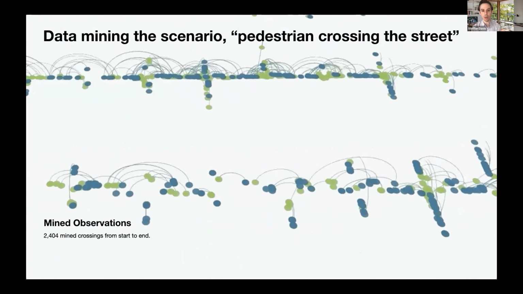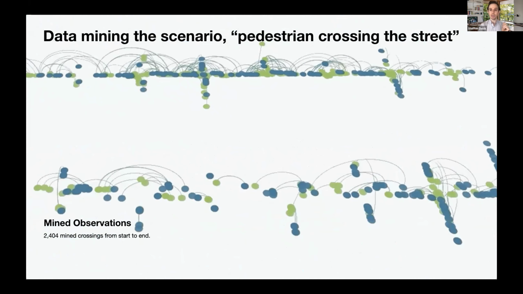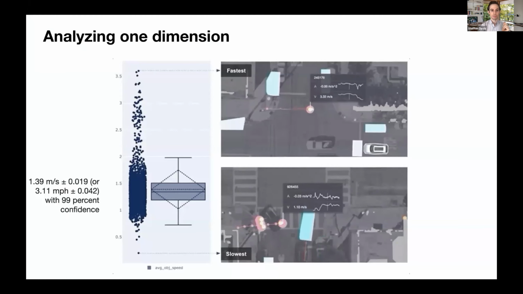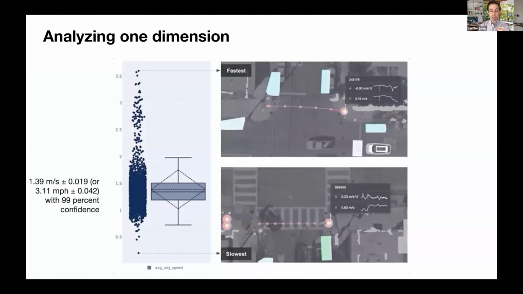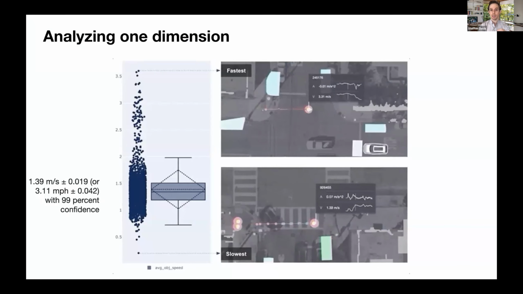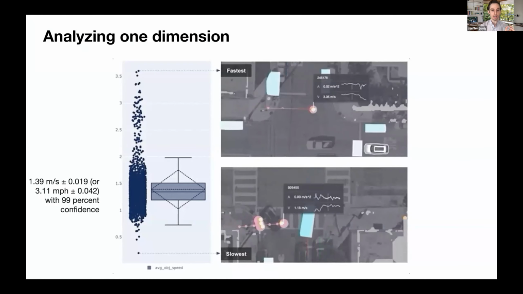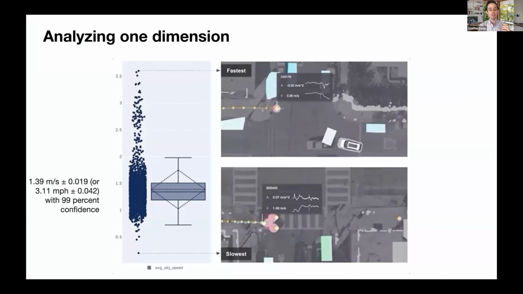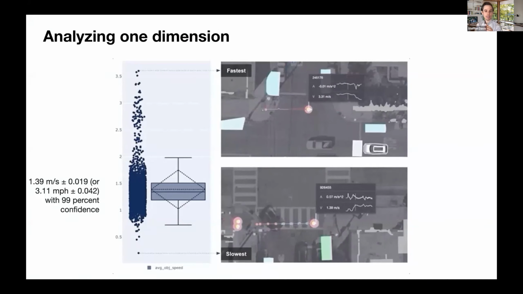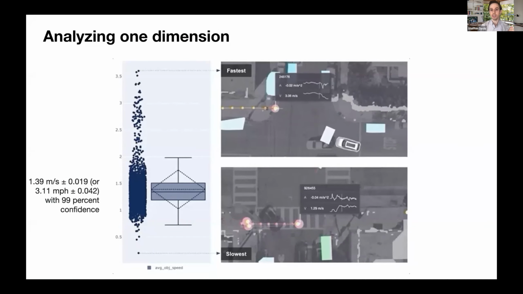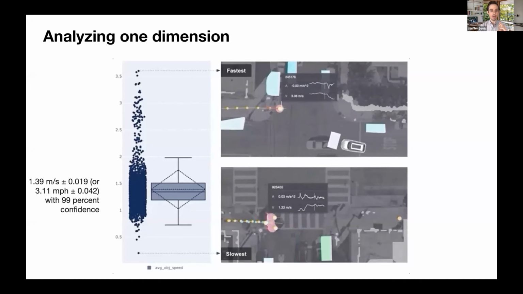Okay, let's explore these 2,404 mined observations. So to start with, let's take one dimension, specifically the average crossing speed. So in this plot, we have the 2,400 observations plotted with the average crossing speed. The fastest crossing is called out, and you can see the visualization of that crossing. And the slowest crossing has also been called out.